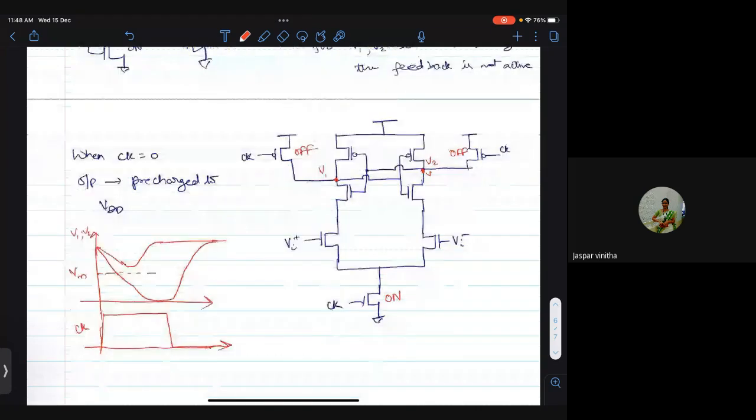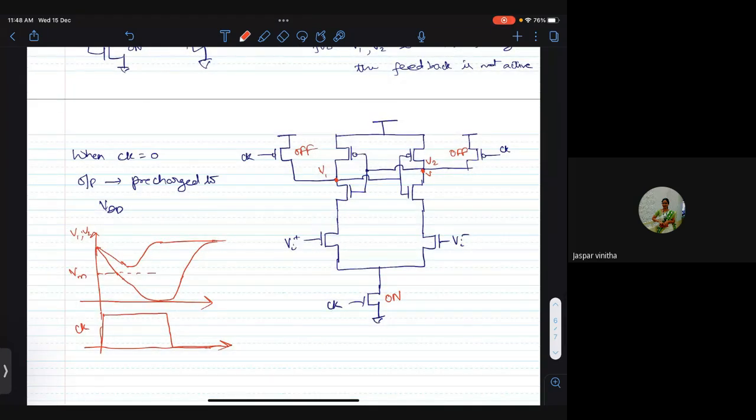I've just gone quite slowly over it, but the basic advantages are it allows you to set up the initial conditions on the positive feedback circuit without having to control the common mode of the input to be exactly equal to the common mode of the inverters which are used in positive feedback.